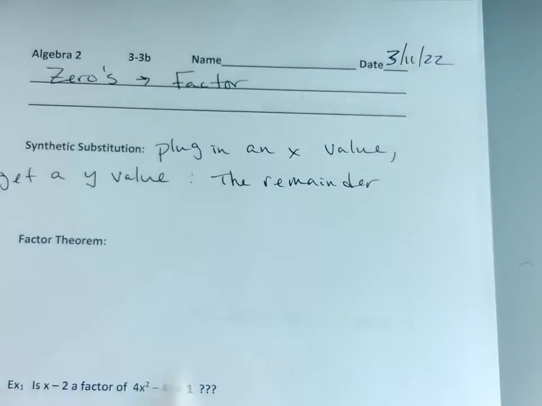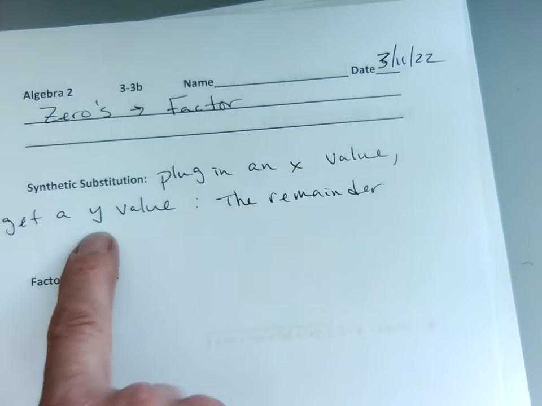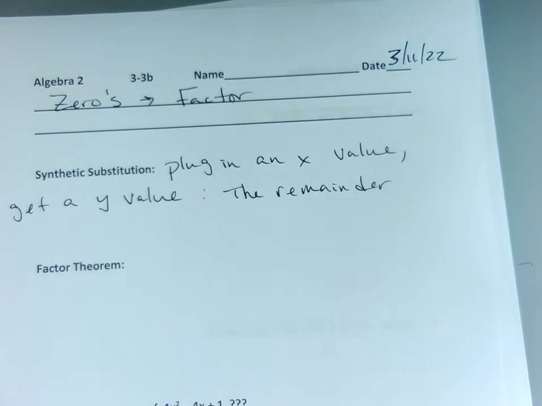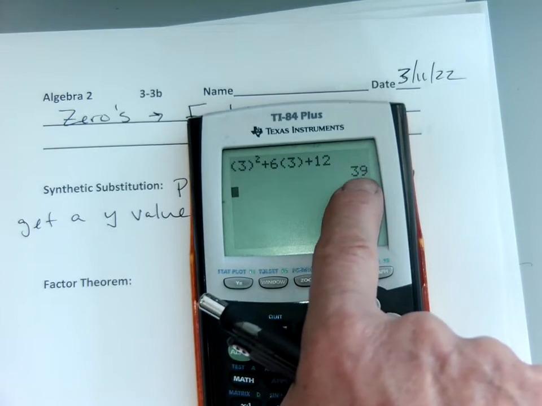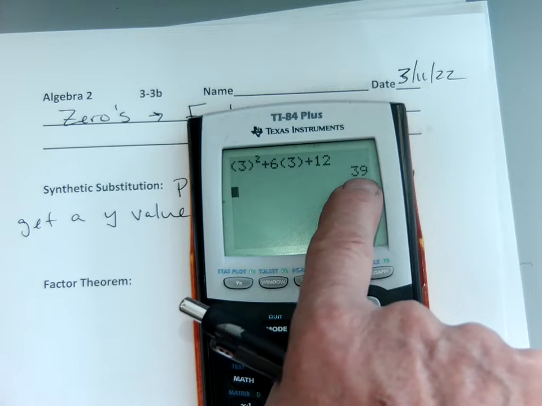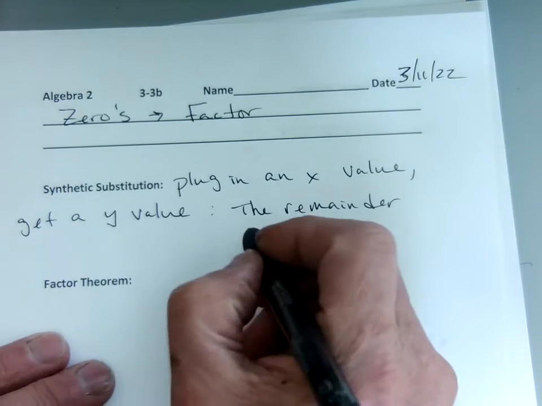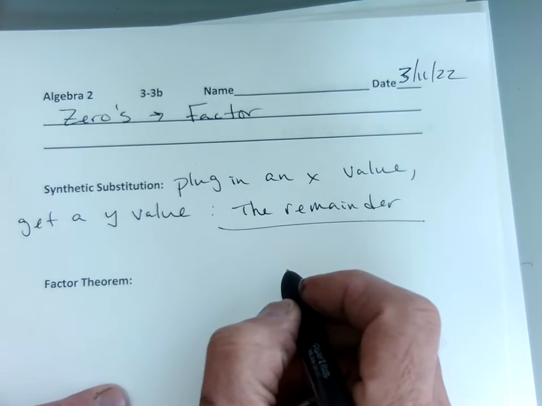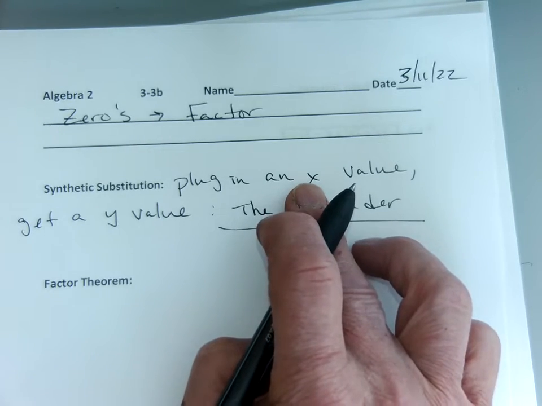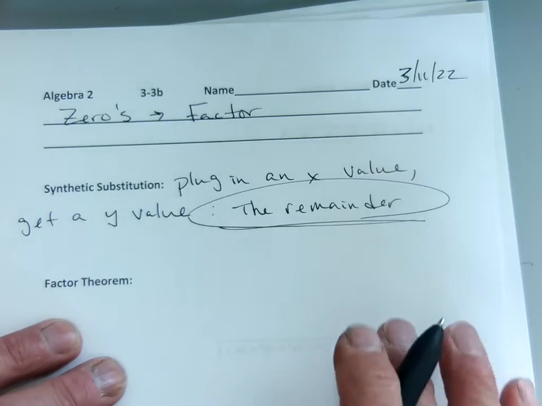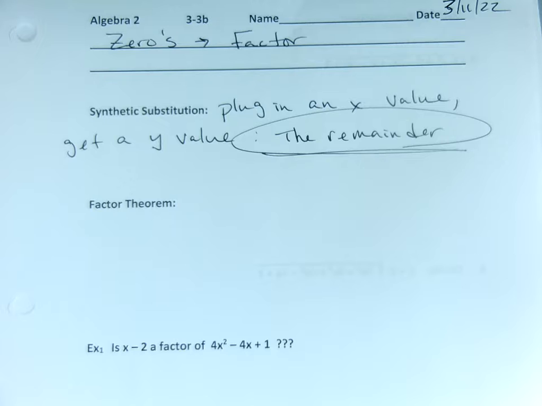So what we know is this. If you plug in an x value, you get a y value. But that is the remainder. I plugged in an x value, I got a y value, but that was the remainder of what I divided in that problem, okay? So synthetic substitution is simply this. You plug in an x value, whatever you get as an answer is the remainder, okay? Why is that important? Well, the factor theorem is like this.